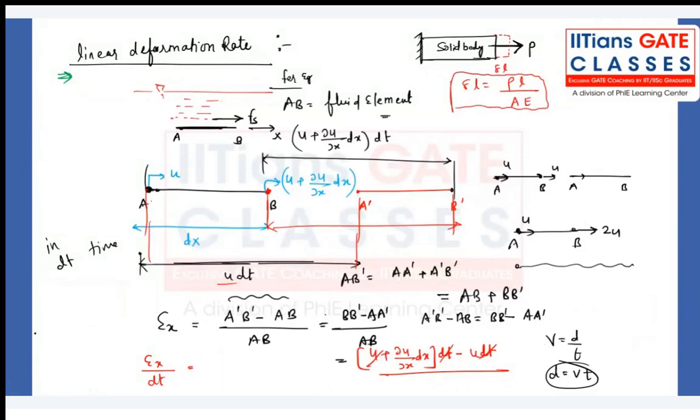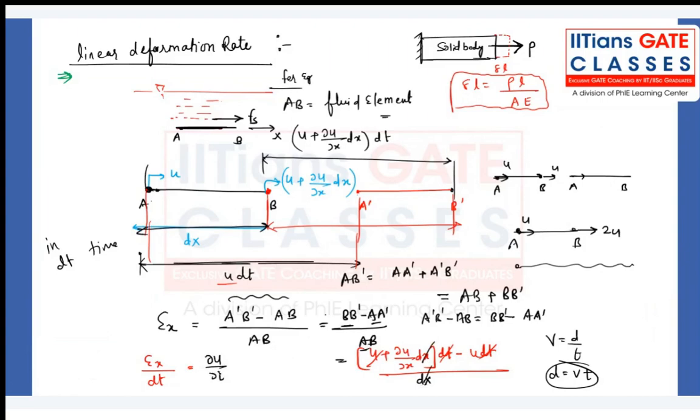What is the distance? See, I have written A dash B dash minus AA dash. And this can be written BB dash minus AA dash. And this is AB. AB is what? DX only, right? So this is dx, so this will cancel out. So you will be getting dou u by dou x.